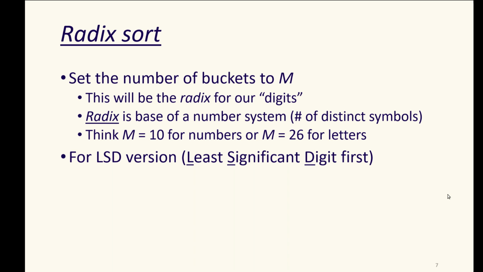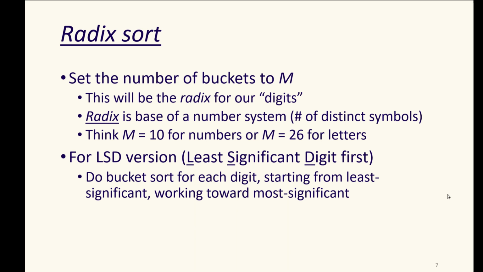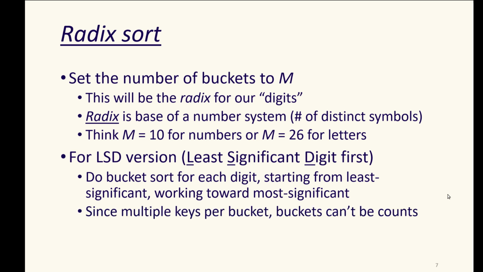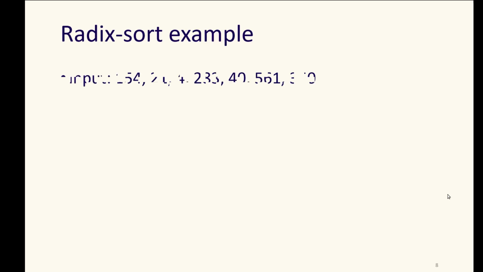We'll do a least significant digit version where we look at the least significant digit first, then the next most significant, then the next most significant. We do a bucket sort for each digit, and we end up with our last sorting step being for the most significant digit. Since there are multiple keys in each bucket as we do this, because there can be multiple keys that have the same ones digit or tens digit or whatever, then the buckets can't be counts.